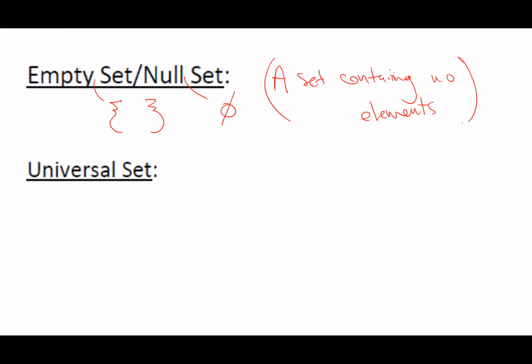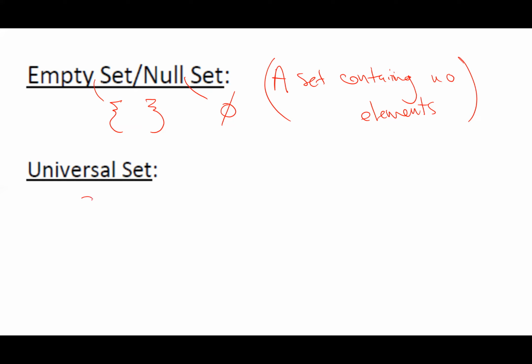Empty set or null set, they're basically the same thing, but context is important. The empty set, the way that we write that is it's a set of curly braces with nothing in it. The null set, it's a 0 with a slash through it. What these are, it's saying the same thing here. This is a set containing no elements. Okay, a set containing no elements.